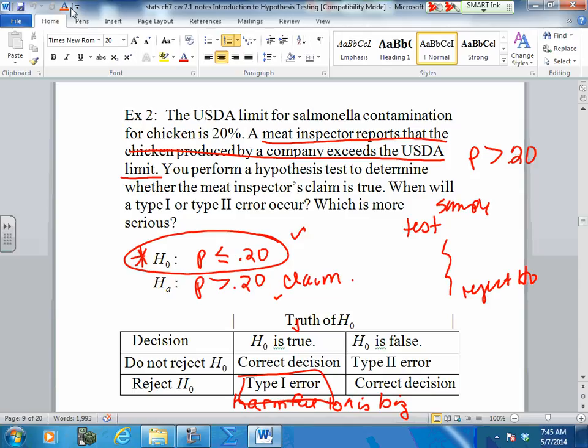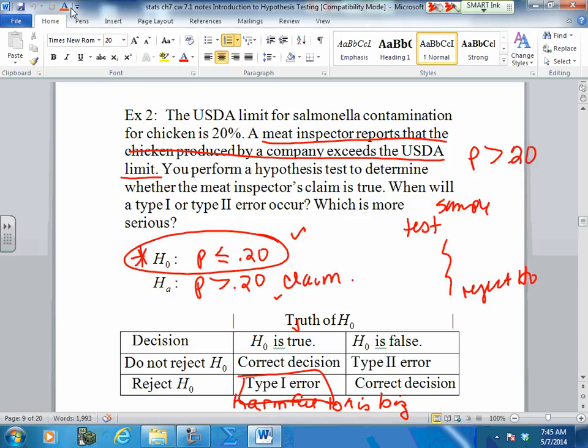So here's an error that we make. His meat really was less than or equal to 20% contaminated, but our sample showed that it was really more. So we're causing this error now. The error is easier to see.